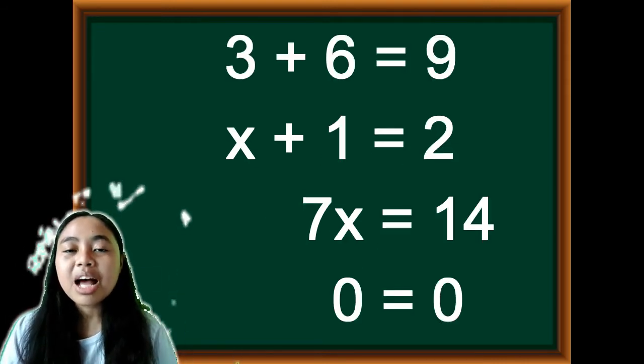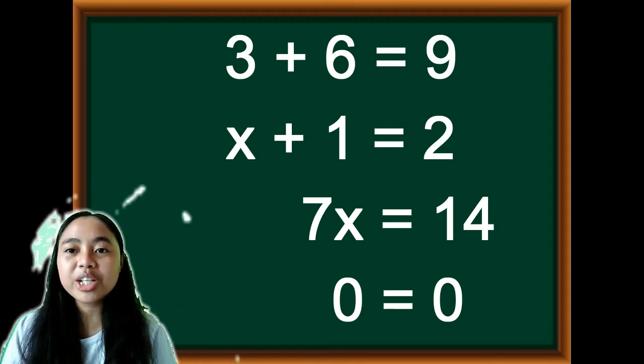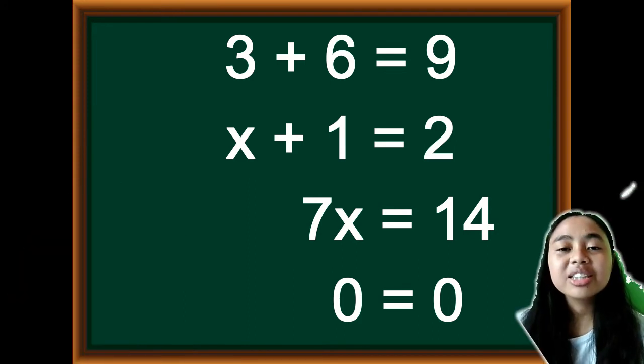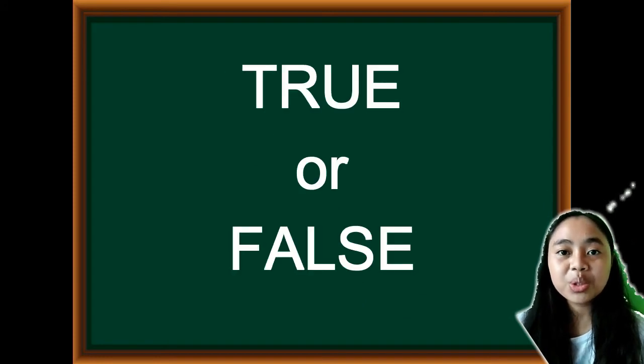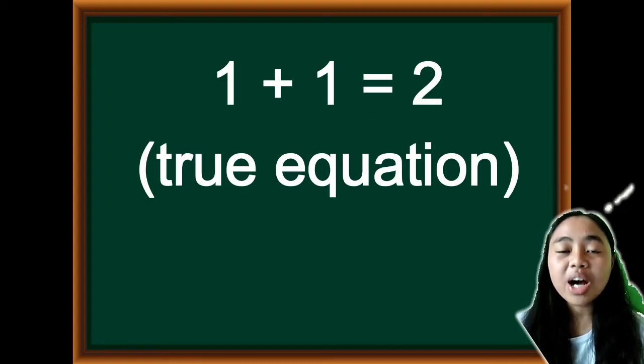So remember, a mathematical sentence is an equation if you can see that the phrases or the expressions are being joined together by the equal sign. Now, there are two types of mathematical equations. It may be true or false. For example, 1 plus 1 equals 2 is a true equation because when you add 1 to another 1, the answer will always be 2.